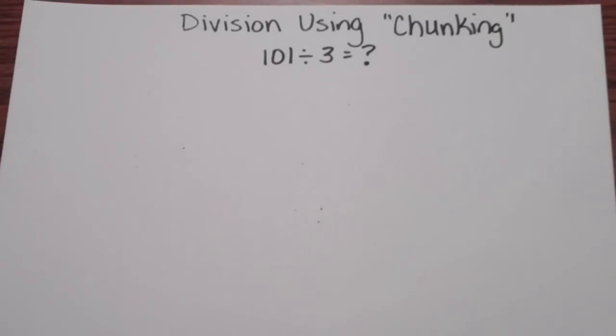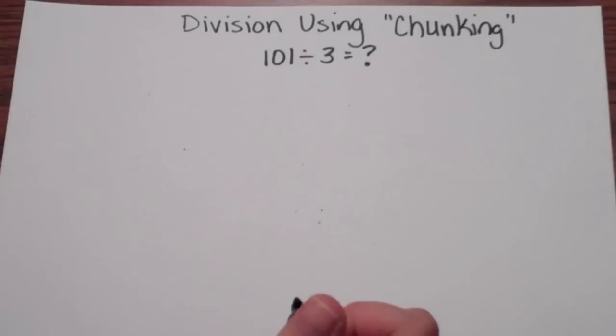Now it's time for you to try your own problem. So why don't you try 101 divided by 3 using the chunking method. Go ahead and pause the video now and work it out. And when you're done, press play and I'll show you how to work it. Here's the answer so you can check.